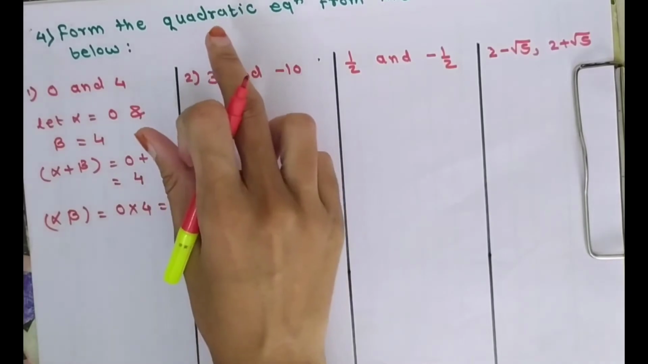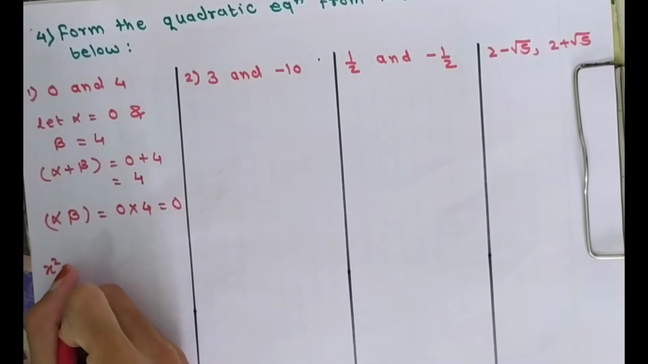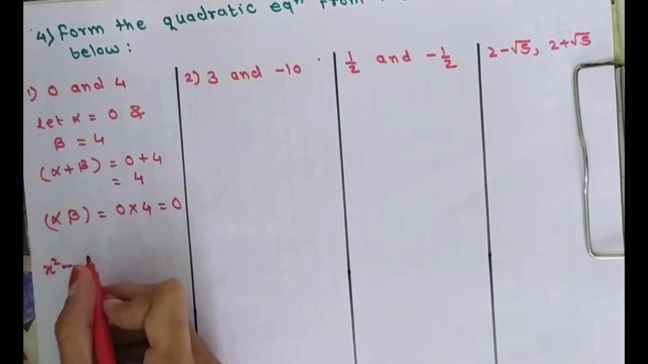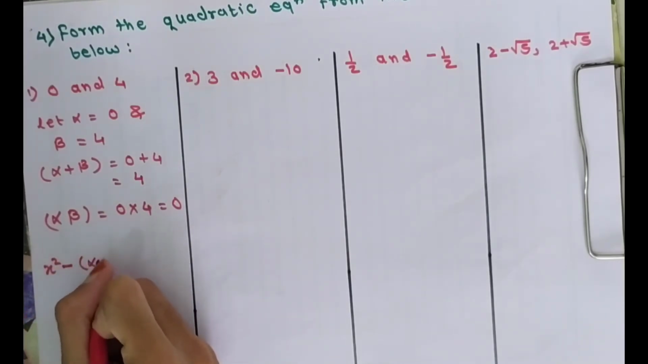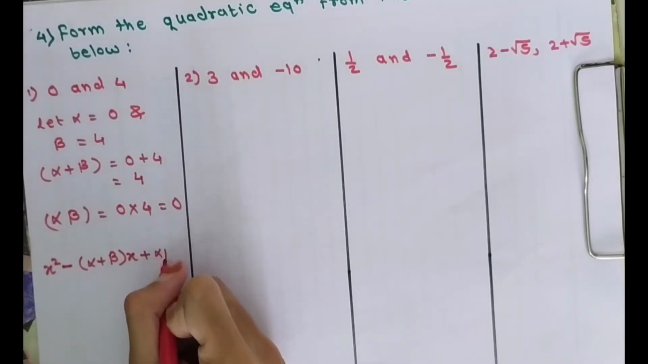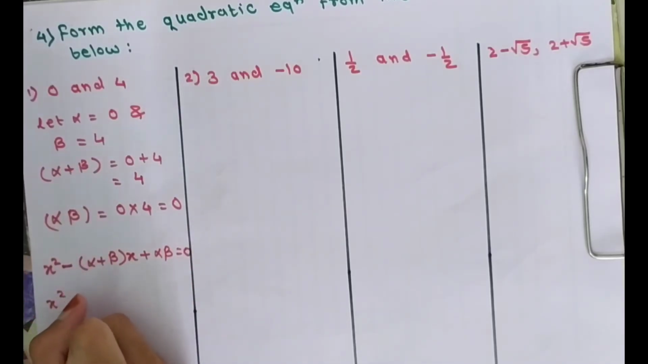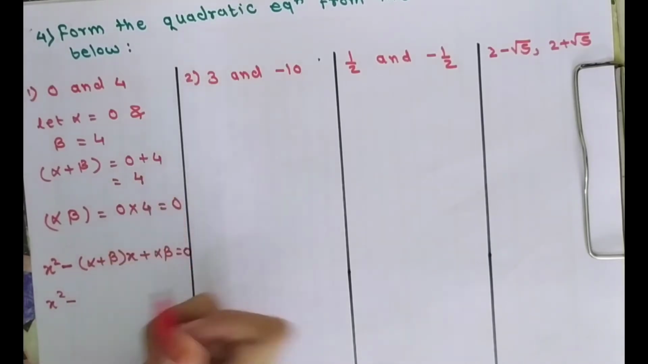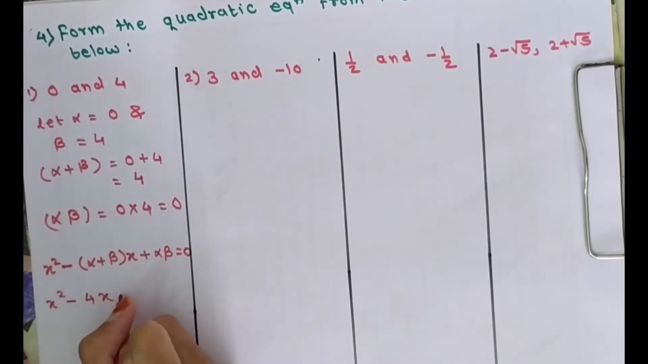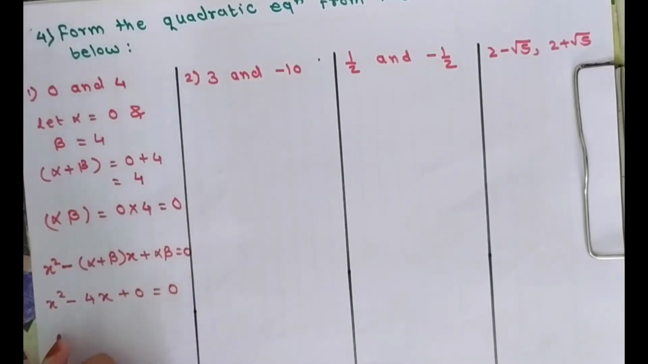So, for finding the quadratic equation, our formula is what? X square minus alpha plus beta x plus alpha beta is equal to 0. So put here the values: x square minus, alpha plus beta is what? 4, 4x plus alpha into beta is 0, is equal to 0. Therefore, the equation is x square minus 4x is equal to 0.